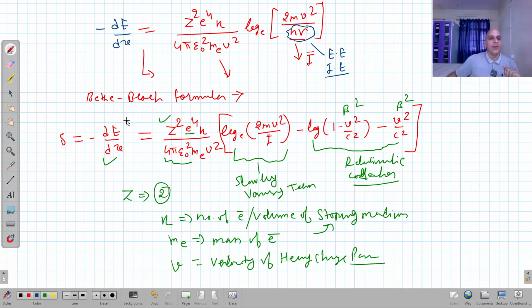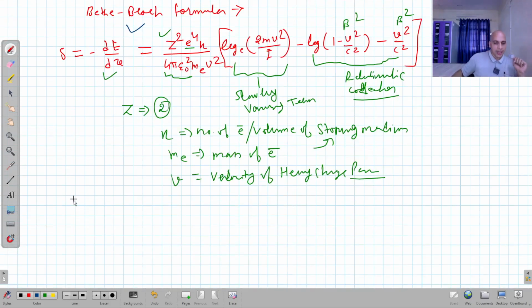Now this formula is known as the Bethe-Bloch formula. This formula is very important and it is valid for all heavy charged particles. Now I am coming to the questions that are asked. The question is, on what factors does the stopping power, or minus dE upon dx, depend? You can see from this formula that it is directly proportional to the square of the charge of the heavy charged particle. It is directly proportional to small n, the density of the electrons in the stopping medium. So you can say it depends upon the density of the material.